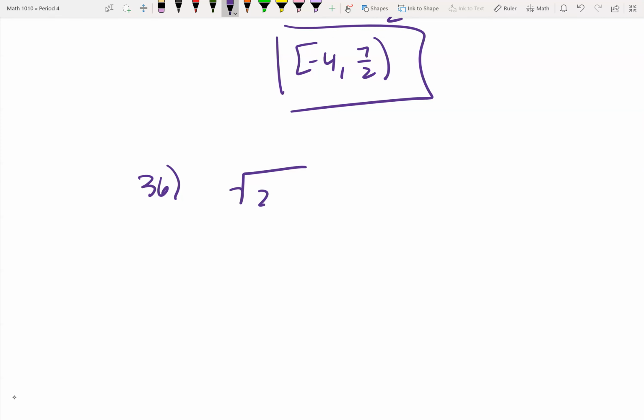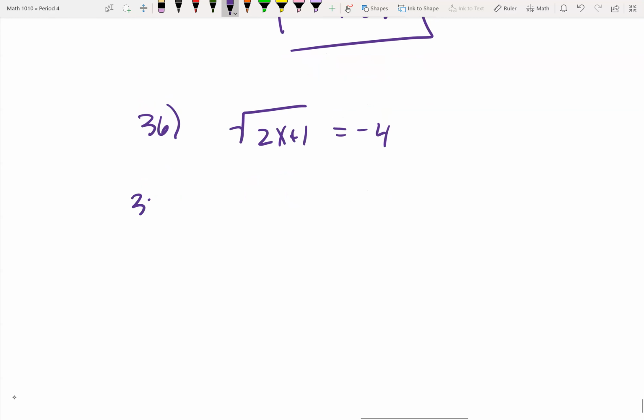Question 36. I'm just going to talk about it. So why does this have no solution? Because the square root can never equal a negative number. Okay, 37.